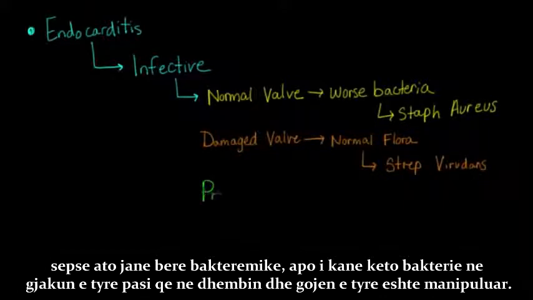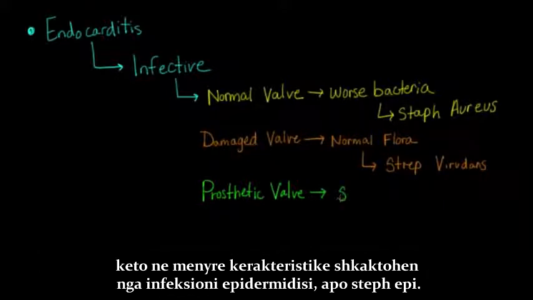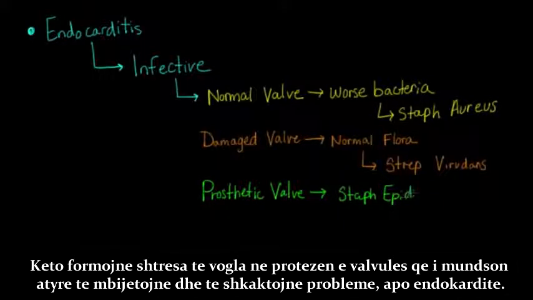And the last type is when someone has a prosthesis or a prosthetic valve, has had a valve replacement in the past. And these are characteristically caused by Staph epidermidis, or Staph epi. These like to form little layers on prosthetic valves that allow them to survive and cause problems or endocarditis.